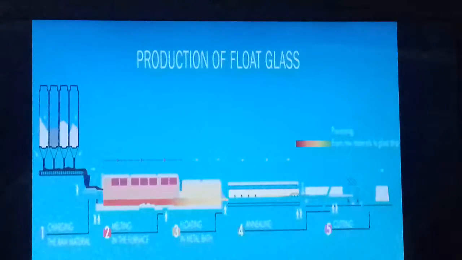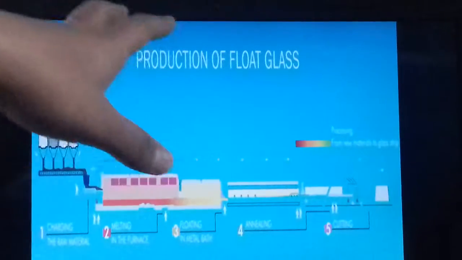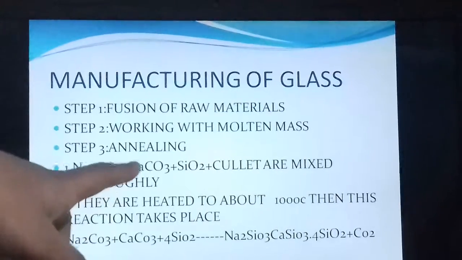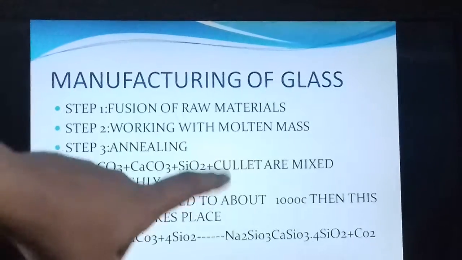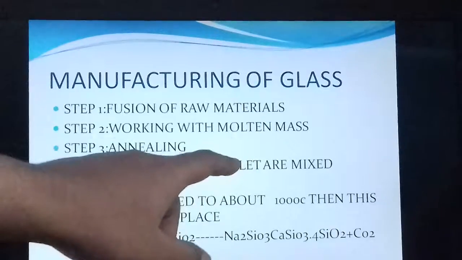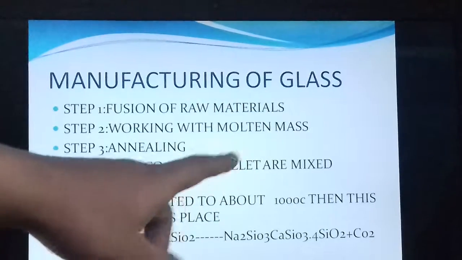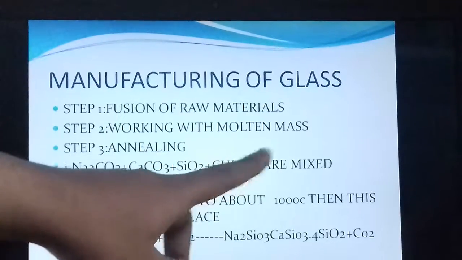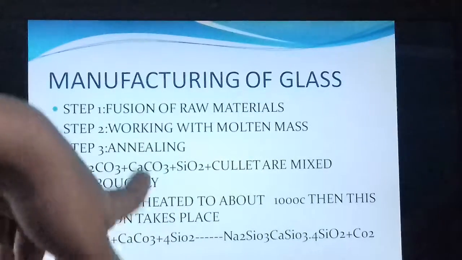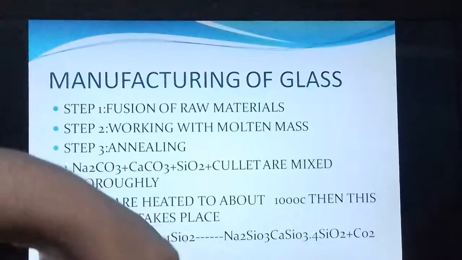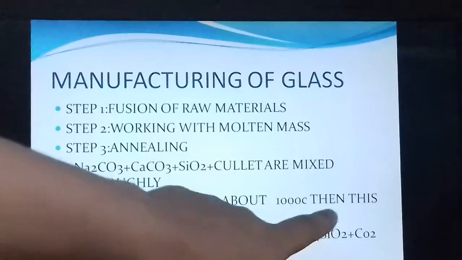So this is the process, and now we will see what chemical reaction will happen. Na2CO3 plus CaCO3 plus SiO2. There is silicon dioxide, and cullet, as I have mentioned, is the broken pieces of old glass. So calcium carbonate and sodium carbonate are mixed, and this glass is obtained.